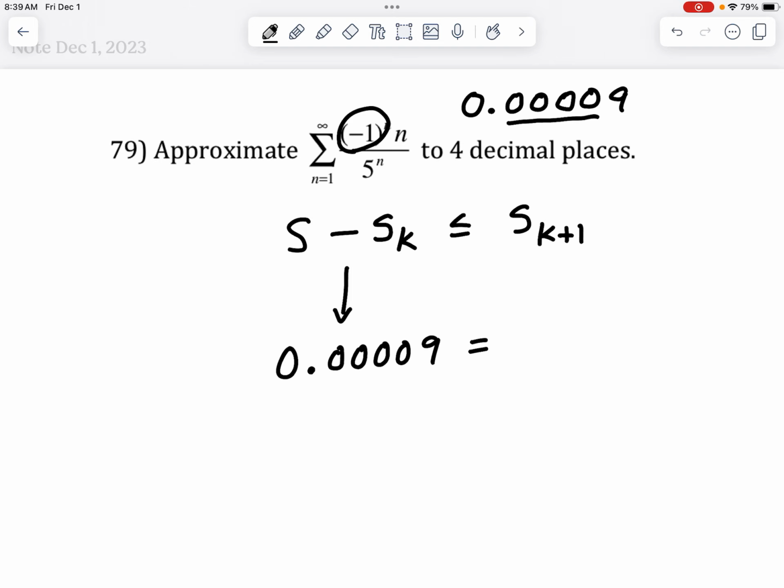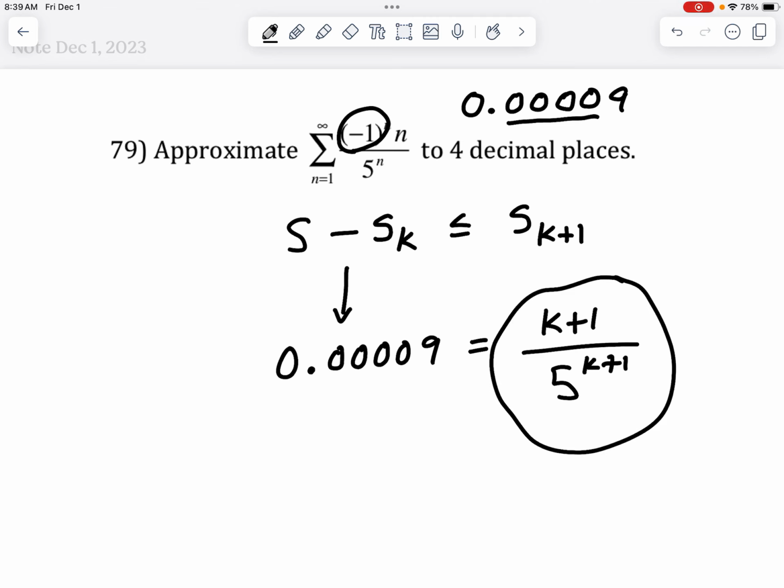With this series, I know that it's an alternating series, so I don't really need to use the -1. Just replace n with k plus 1. And now we need to solve for k. Since we have an algebraic function and an exponential function in the same problem, we can't really use algebra to solve. So we're going to use the calculator. So basically I'm looking at this as a function. I'll put that in the calculator, and then I'll see when does it equal 0.00009.